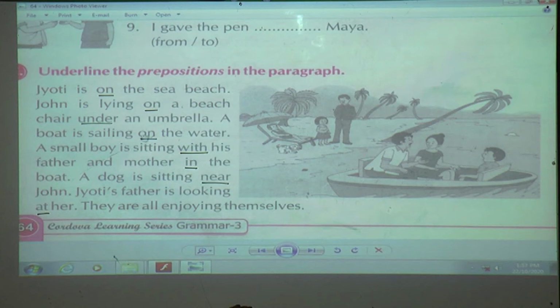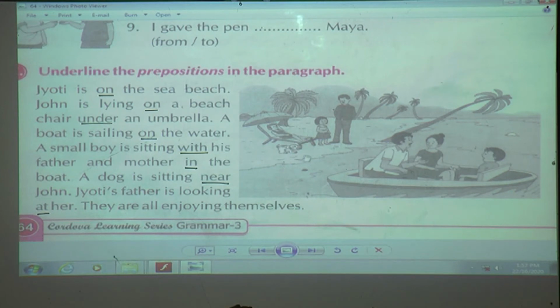A boat is sailing. Here is a boat and it is sailing on the water. So on is a preposition. A small boy is sitting. Here is a small boy and he is sitting with whom? His father and mother in the boat. They are also in the boat.